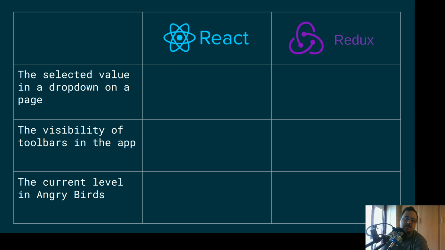In React or in Redux. There are six examples. In the first case, we have these three fields: the selected value in a drop-down on a page, the visibility of toolbars in the application, and the current level in Angry Birds. Remember, this is taken from the internet.